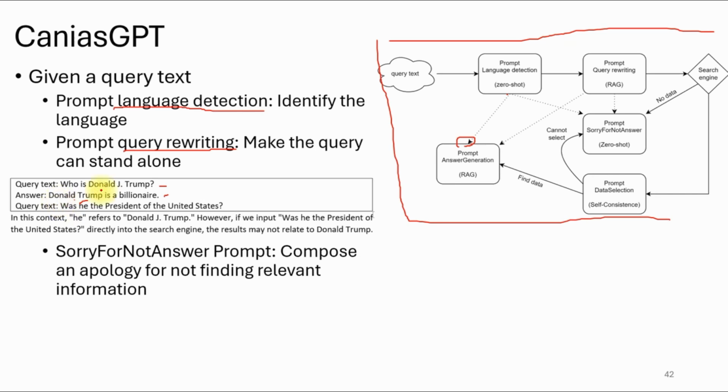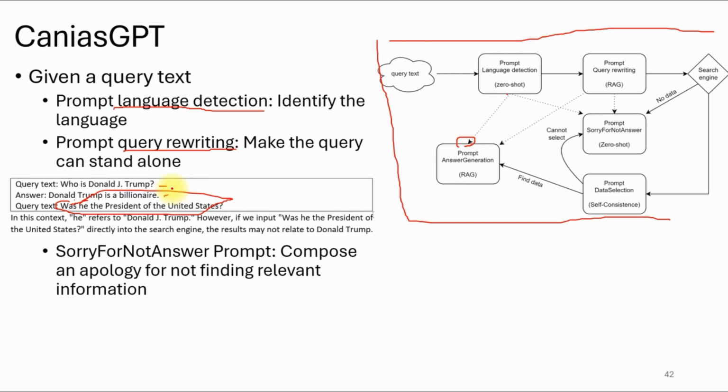But in a search engine, all the search engine can see is only this: "Was he the president of the United States?" We have many persons who are president: Barack Obama, Joe Biden, many people. So in this context, "he" referred to Donald Trump. But if we input that sentence directly to the search engine, the result might not be related to Donald Trump, might be related to somebody else.